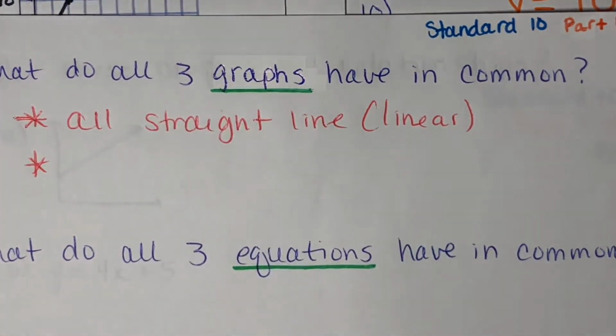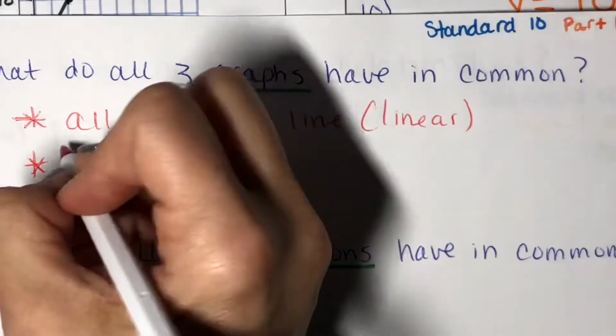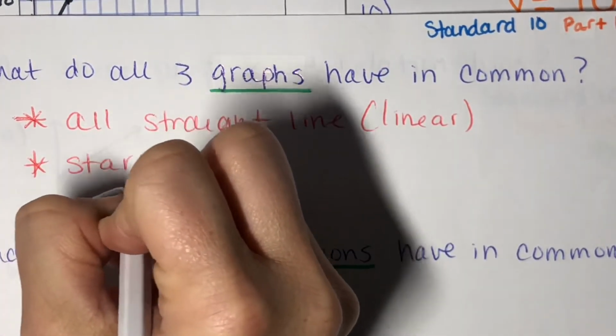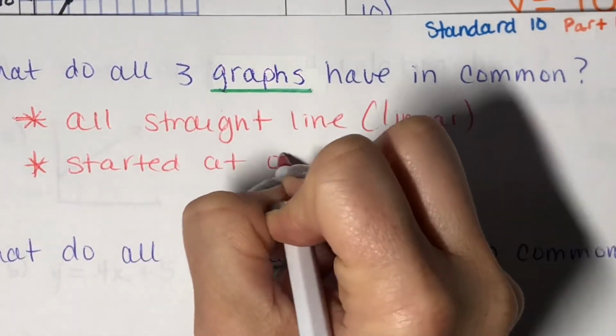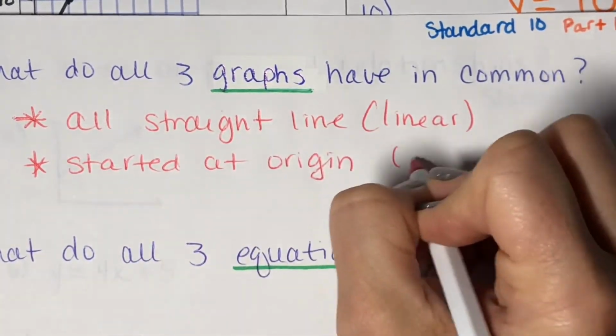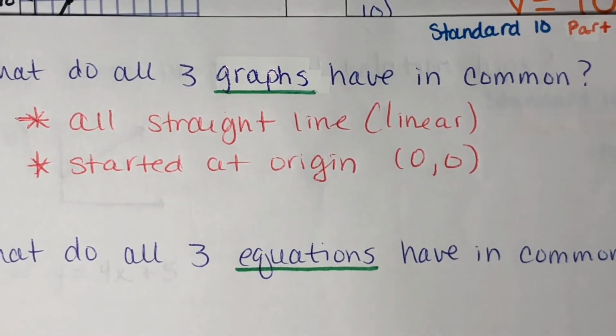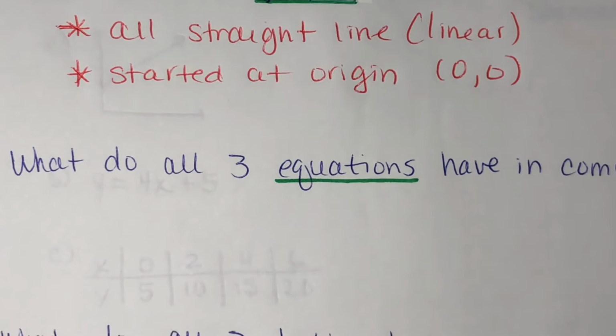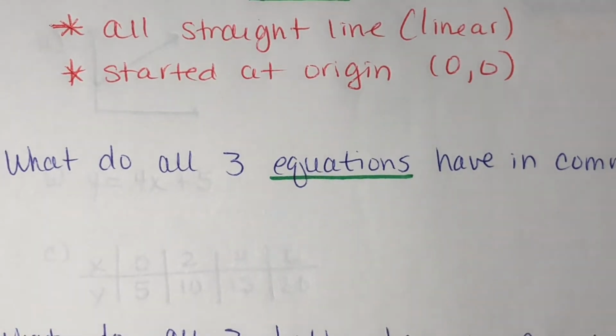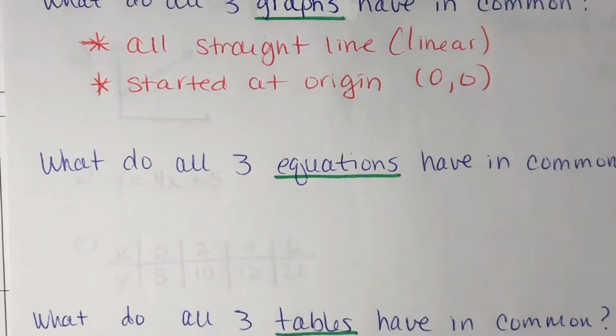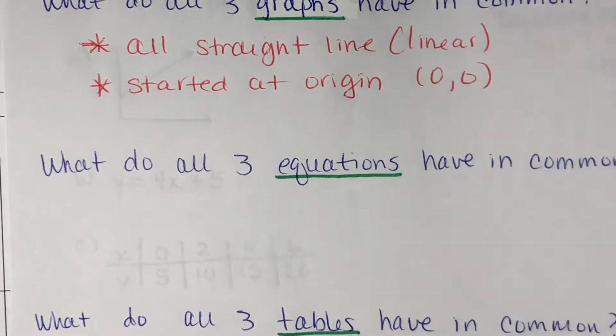And then they all started at the origin. You're writing this down, and we know the ordered pair for the origin is (0, 0), okay? Those are the two things that I really wanted you to gather from that. Because then the next thing I want to take a look at is, what do all three equations have in common? So let's go back to the equations and take a look at them.